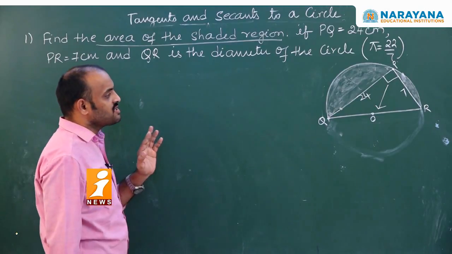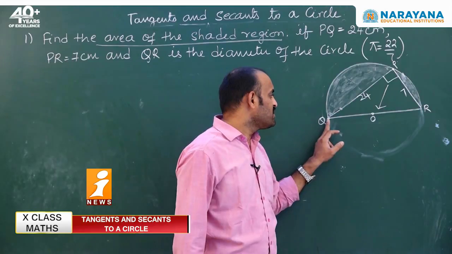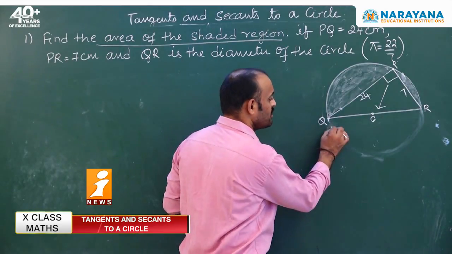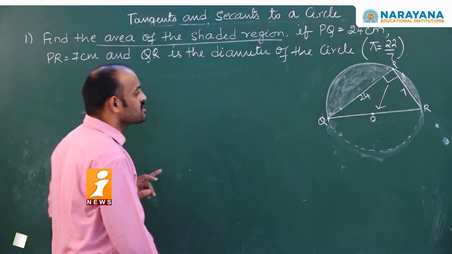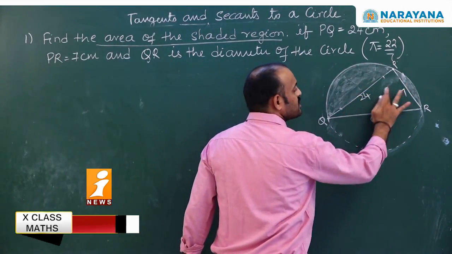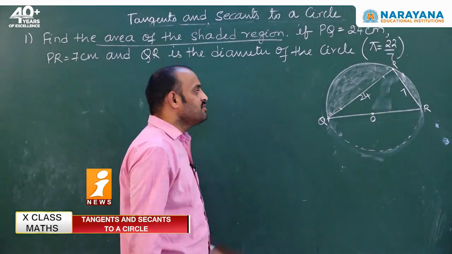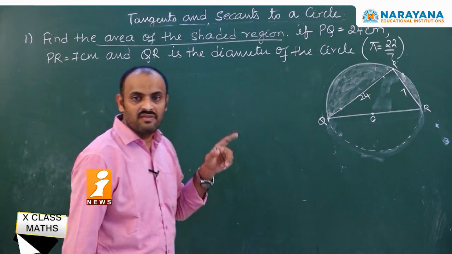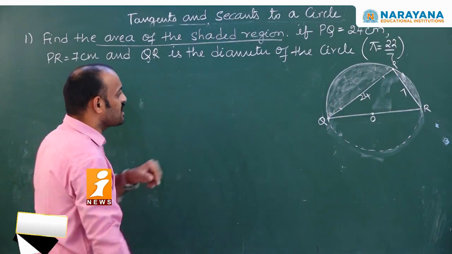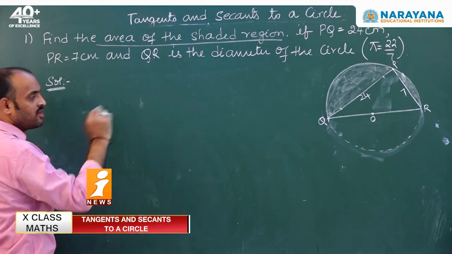To find the area of the semicircle, half pi r square is the formula. Radius is required, but we don't have the radius. So to find the radius, I need to use this triangle. If you observe, the angle in a semicircle is 90 degrees. In 9th class, we have learned that the angle in a semicircle is 90 degrees. So using this concept, I will find the diameter first.